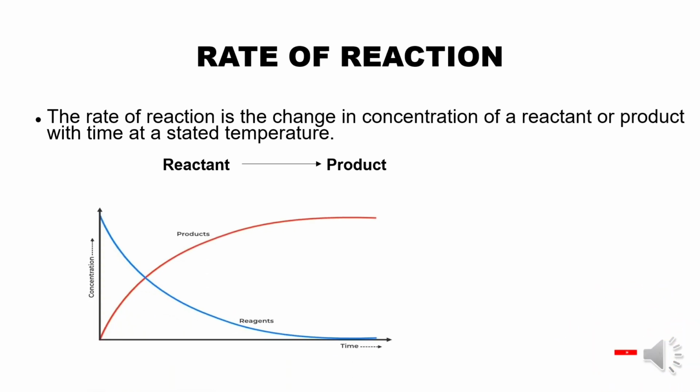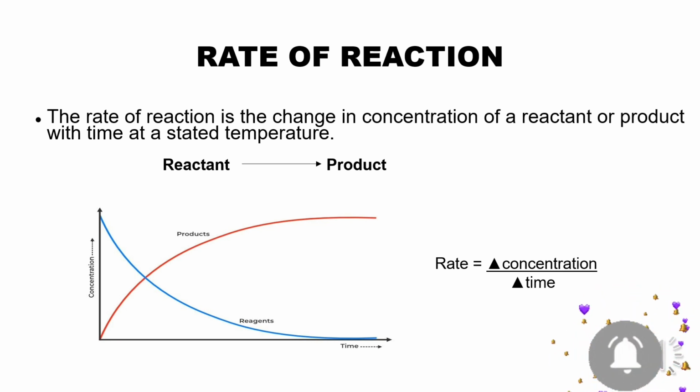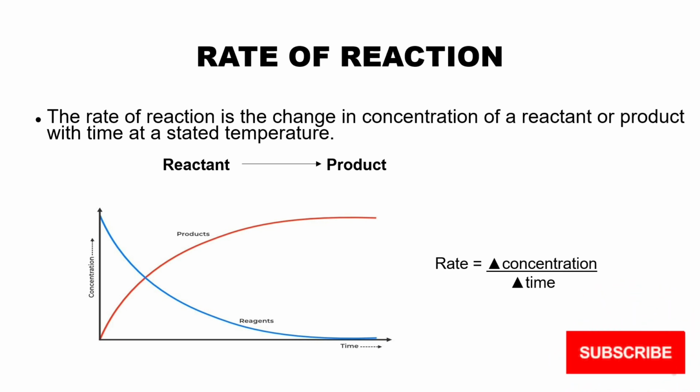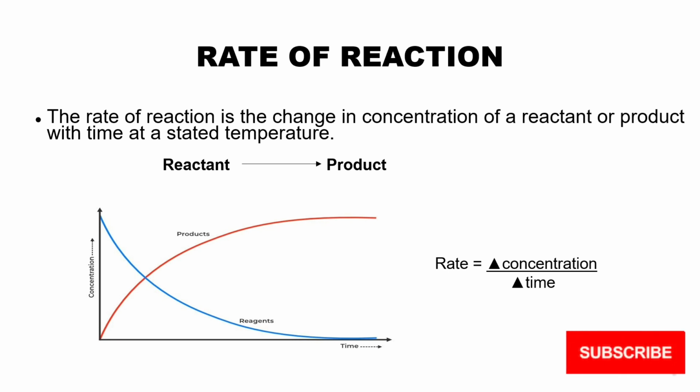So let's look at this graph here. The graph shows the change in concentration of the reactants as well as the products. As you can see, there is an increase in products as well as a decrease in the reactant. Therefore, the rate of reaction is equal to change in concentration divided by change in time.